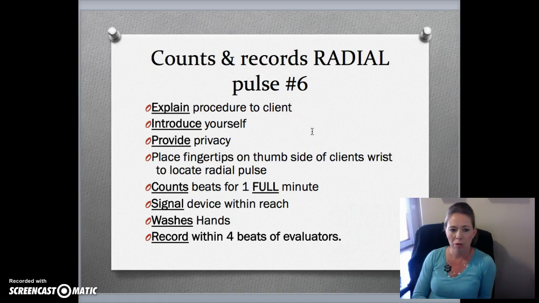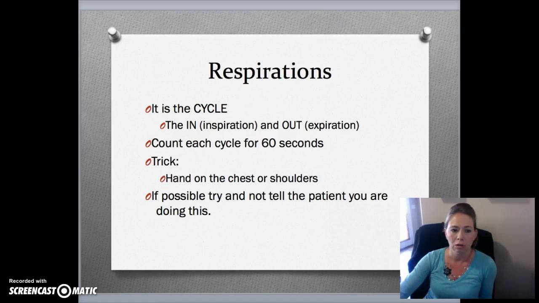Introduce yourself. Provide privacy. Place fingertips on the thumb side of the client's wrist to locate your radial pulse. Count for a full minute. When done, call light in reach, wash hands, and then record.